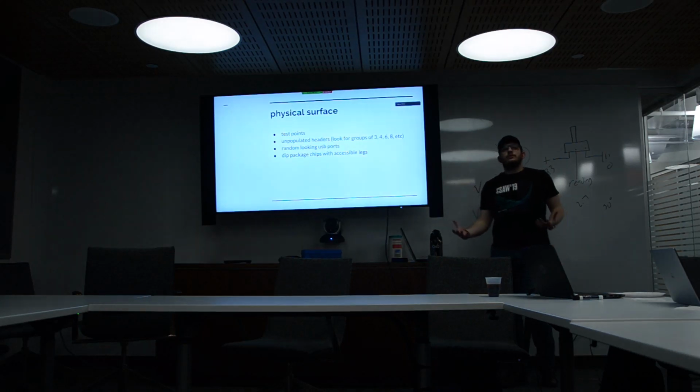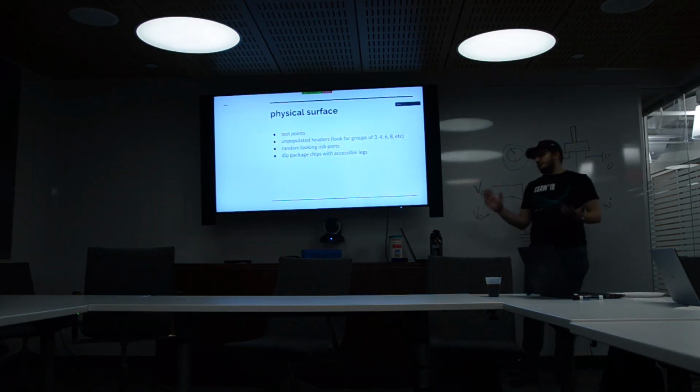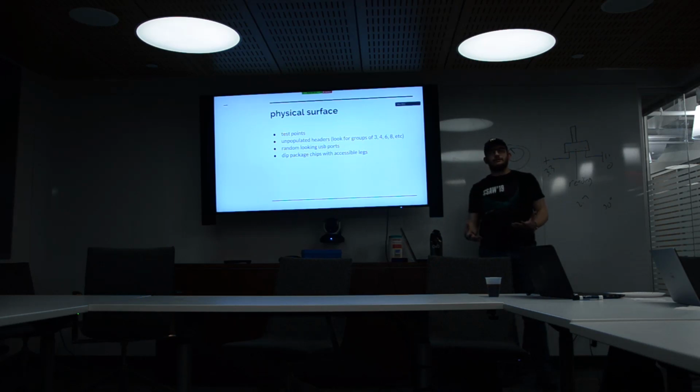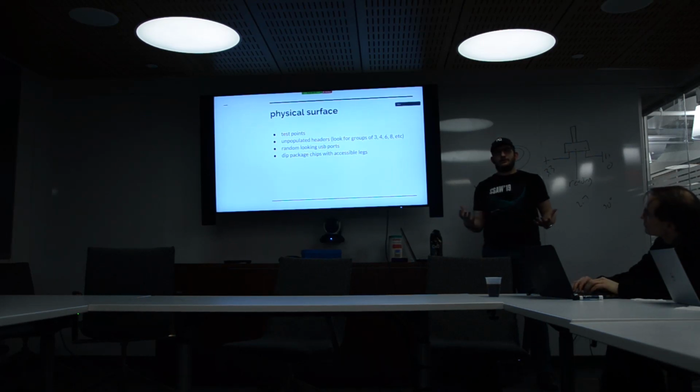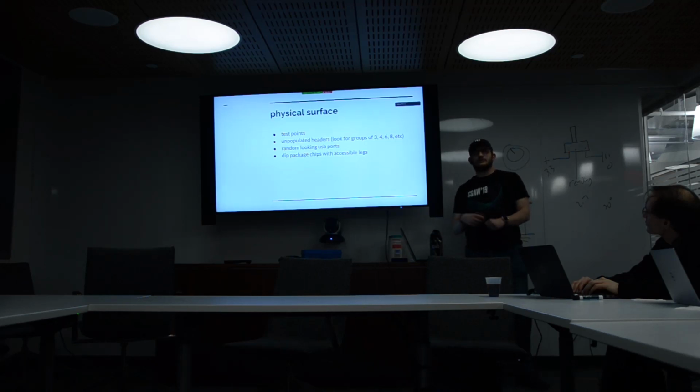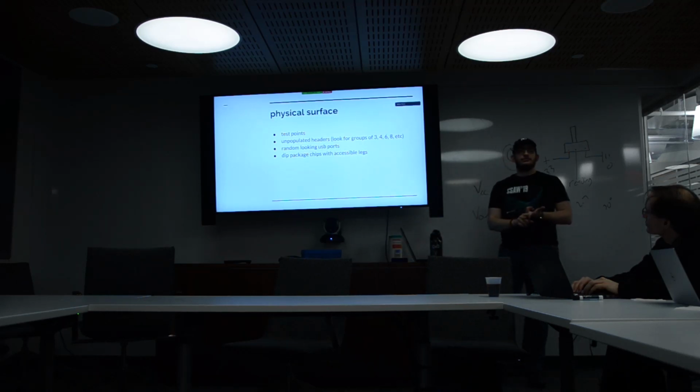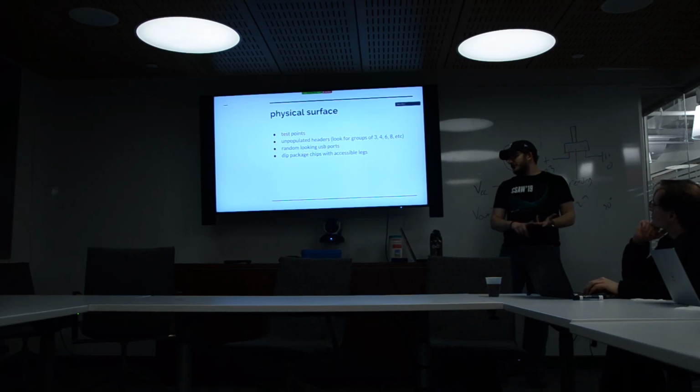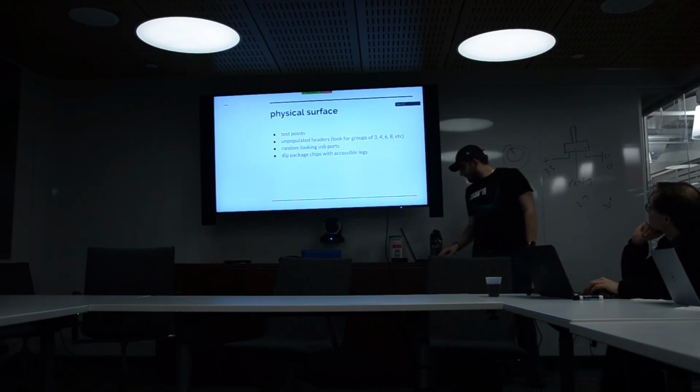So one of the first things that I like to look at if I'm doing an IoT thing is physical surface. So you take the device, you take it apart to get at the circuit boards, and then you start looking for test points, which I'll show on the next slide. Unpopulated headers, so places where they obviously meant to put another port but didn't actually solder it onto the board. Random looking USB ports that just don't belong. And DIP package chips with accessible legs. DIP package chips are the ones that look like little bugs. You can get chip clamps onto them super easily, and you can read information off of them.